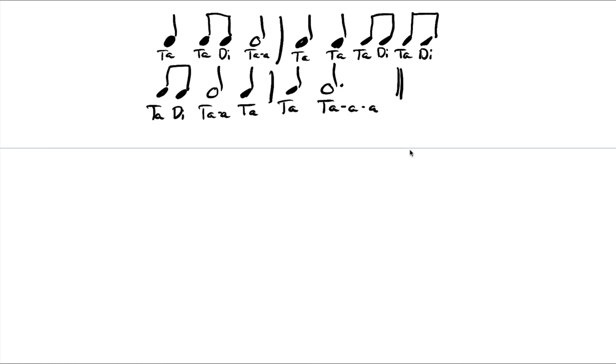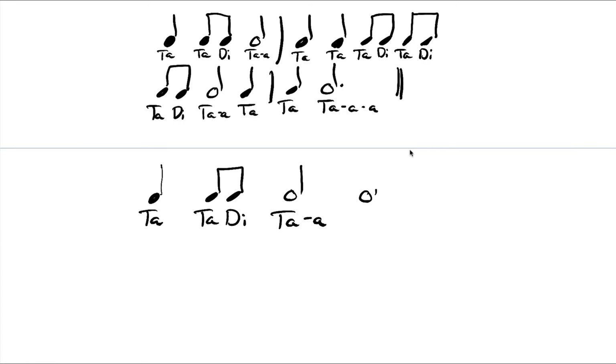This is the very basics of Takadimi, just going up to dotted half notes and using eighth notes. I'll do a follow-up video that goes more into 16th note based rhythms, but this is just to get you started. Just to remember, anytime you see a quarter note, you always say ta. Eighth notes are ta-di. Half notes are ta-ah. Dotted half notes, ta-ah-ah. And then whole notes are ta-ah-ah-ah.